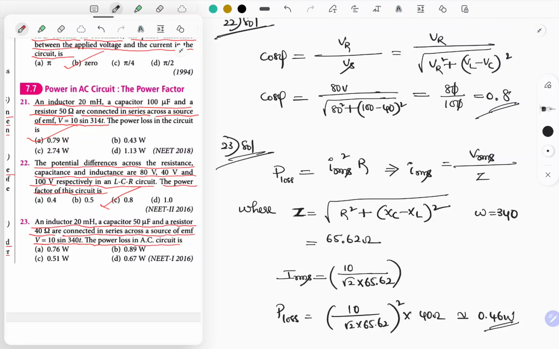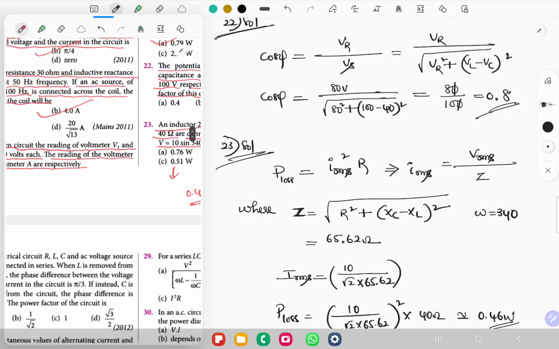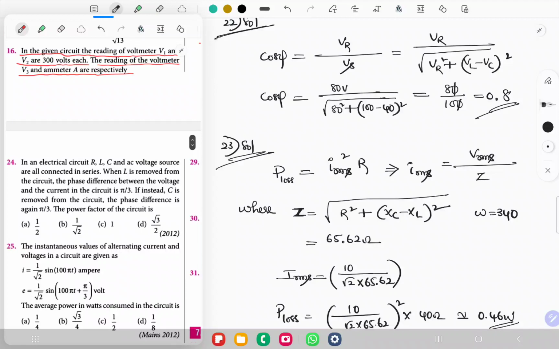0.46 is the correct answer. There is no suitable option here. Actually in the key they have given 0.51 as the answer, and maybe it is because it is nearer, but 0.46 watt is the correct answer. Let's move on to the next one.